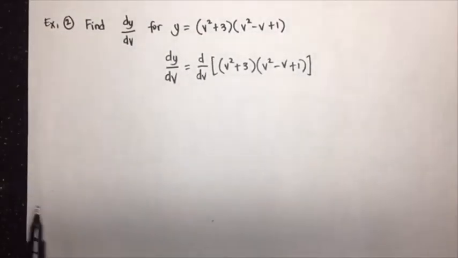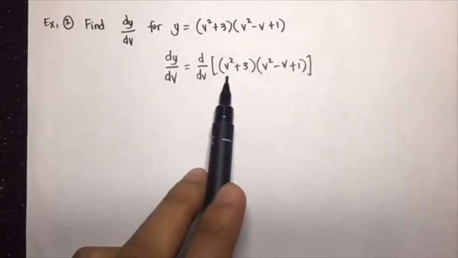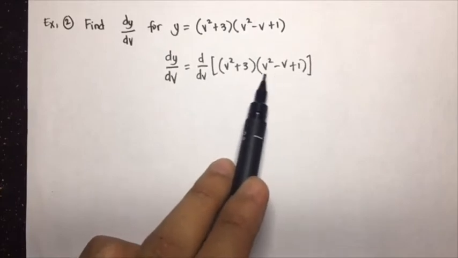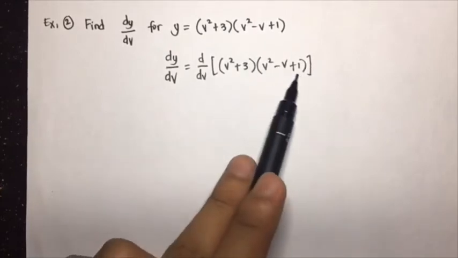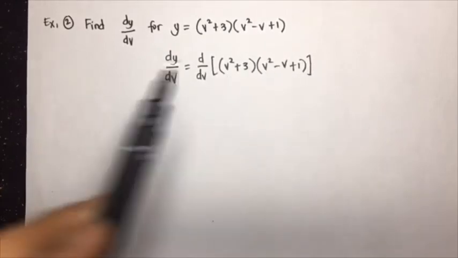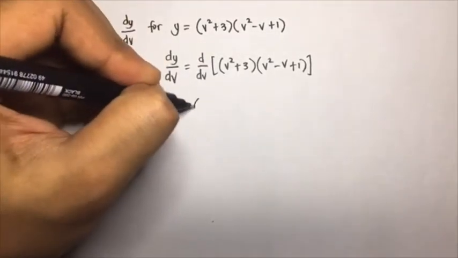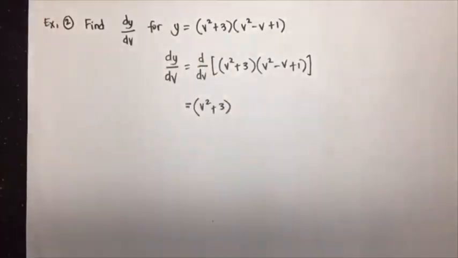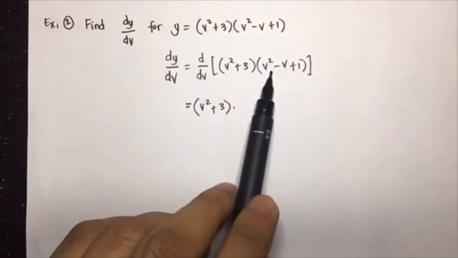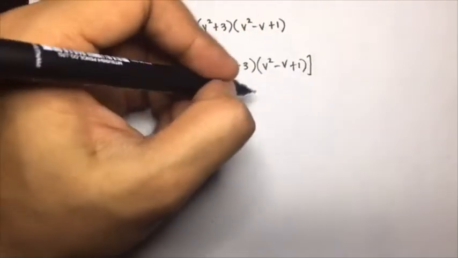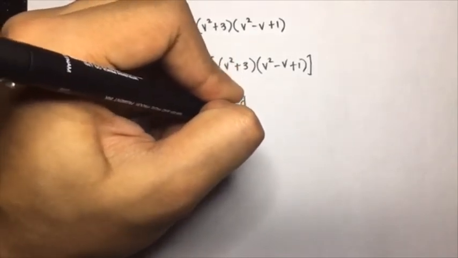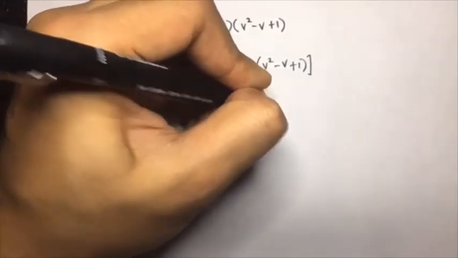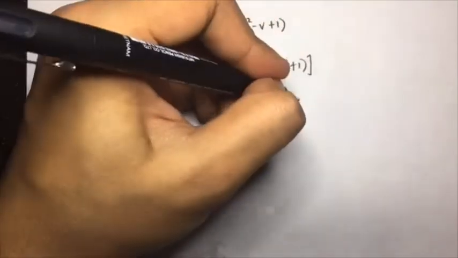Okay? So in the product rule, so first term multiplied by the derivative of the second term plus the second term multiplied by the derivative of the first term. So copy the first factor, v squared plus 3 multiplied by the derivative of the second factor. So d over dv of v squared minus v plus 1.